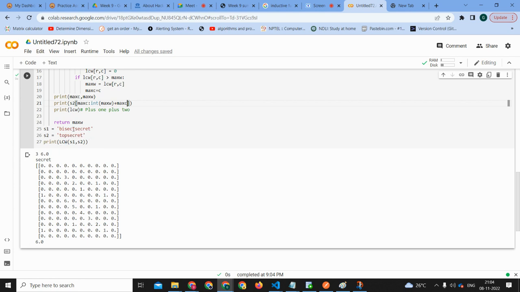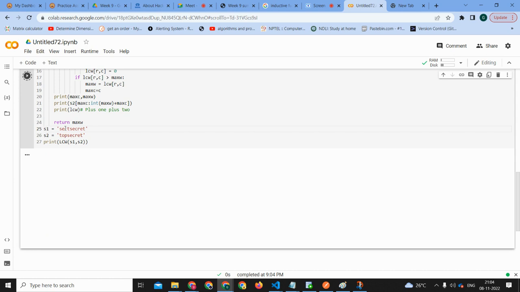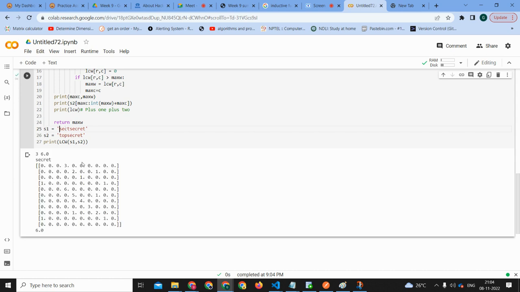But this will not work for the earlier strings now. Yeah, it will work, because max will be 0 in that case. Oh yes, correct. That was good. Like S2 as secret. Still works.